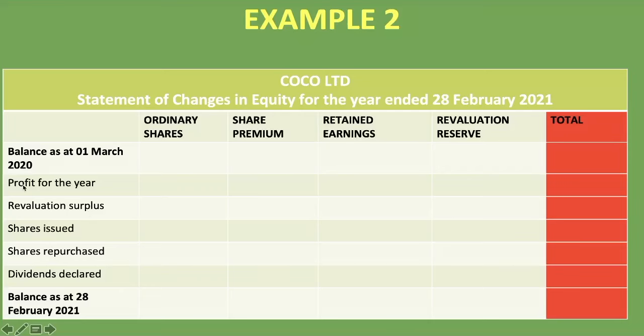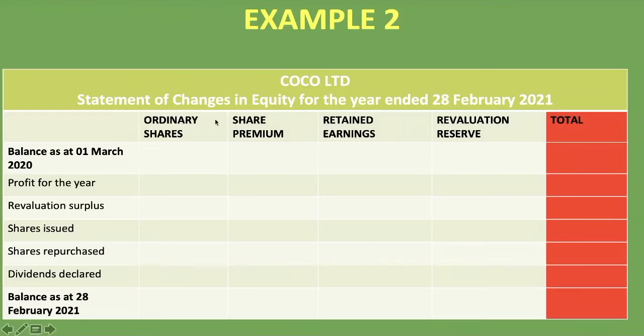Now you can see here we have profit for the year as we had for the first example. Revaluation surplus is what we've added because we know we have revaluation surplus here, and the rest of the things are exactly as it was in the first example. And you can see here the heading, we have the name of the company, Coco Limited, and we have the name of the statement of changes in equity for the year ended 28 February 2021. Now let's go ahead and complete it.